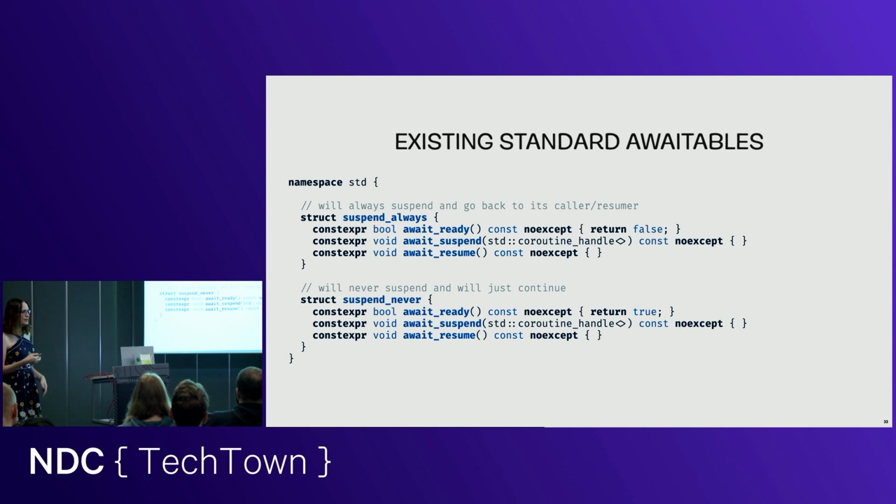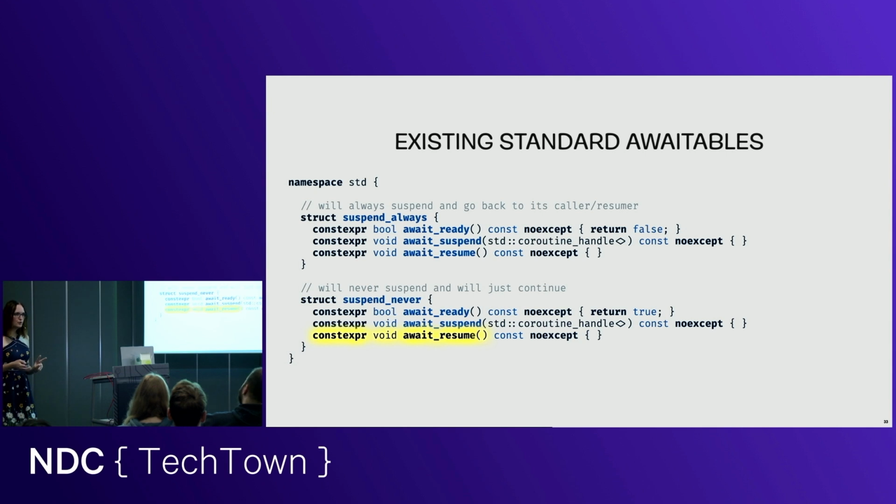Okay, in the C++ standard we provide two awaitables ready for you because they are really useful. One is suspend_always, which will always suspend; it always returns false. Its constructor and await_suspend just don't do anything, and await_resume returns void, not doing anything. And suspend_never will never suspend because it will return true. So await_suspend is there just for fun, probably, and await_resume won't do anything, it will return void.